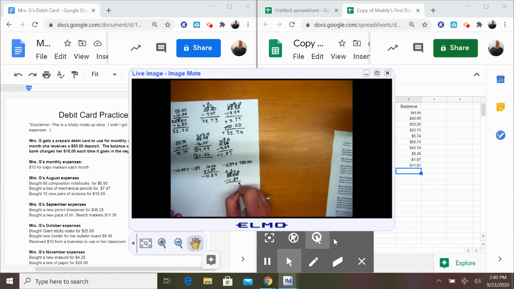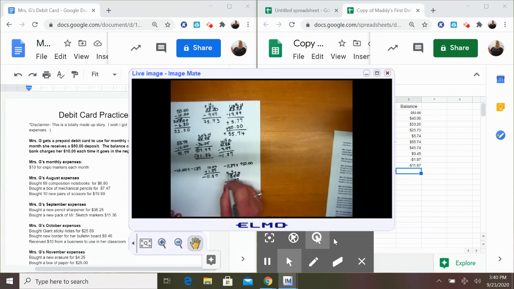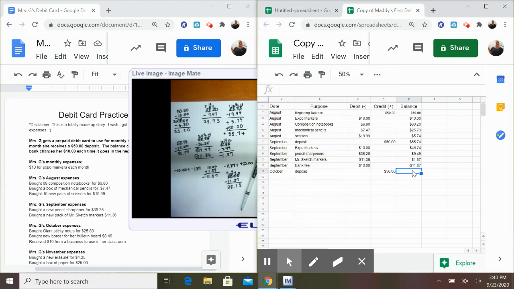10 minus 7 is 3. 9 minus 8 is 1. 9 minus 1 is 8. And 4 minus 1 is 3. So I'm left with positive 3813. That's good. At least I'm back in the positive.